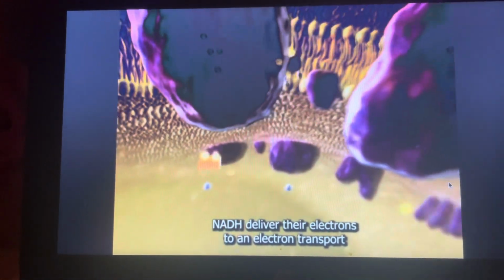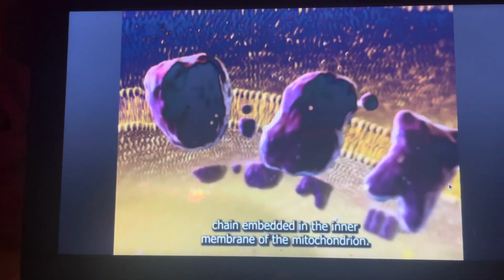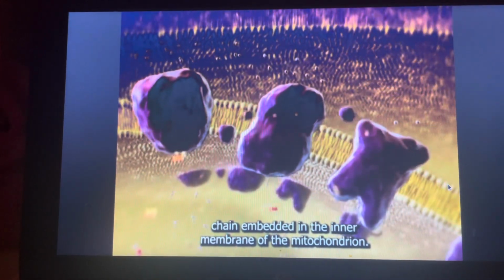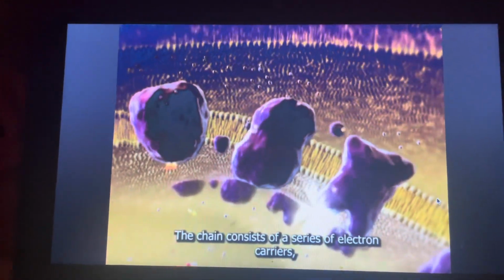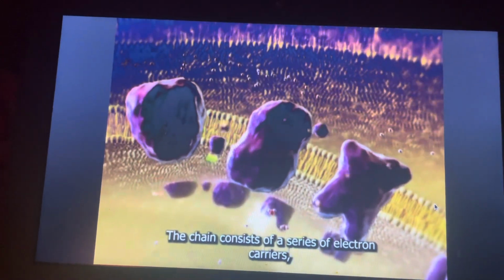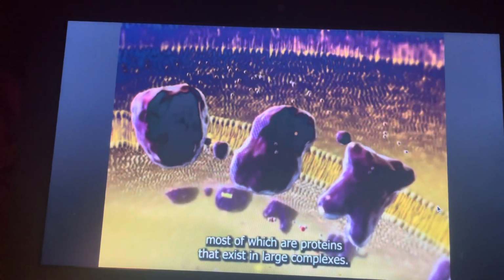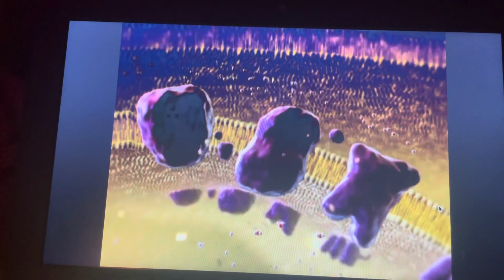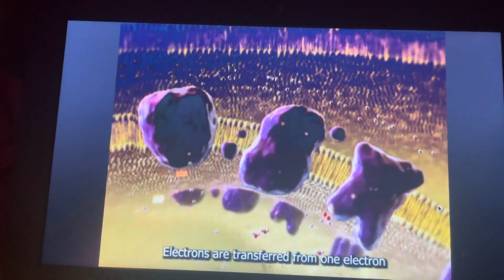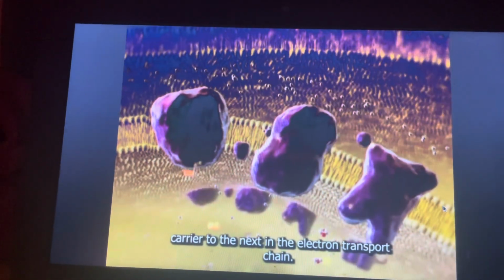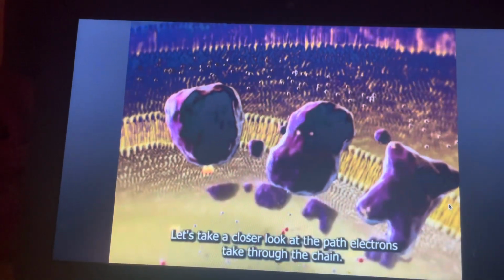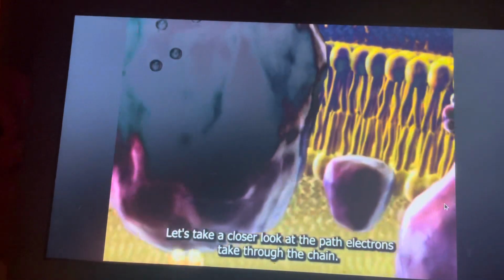Electron carriers such as NADH deliver their electrons to an electron transport chain embedded in the inner membrane of the mitochondrion. The chain consists of a series of electron carriers, most of which are proteins that exist in large complexes. Electrons are transferred from one electron carrier to the next in the electron transport chain. Let's take a closer look at the path electrons take through the chain.